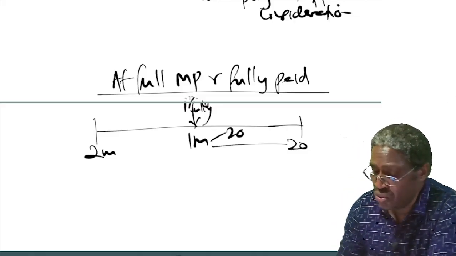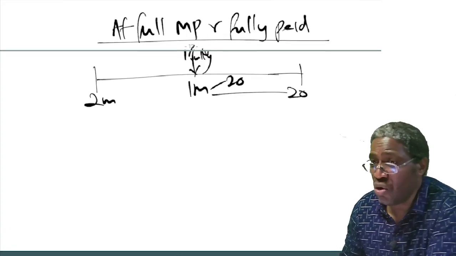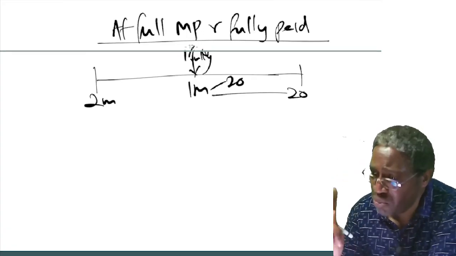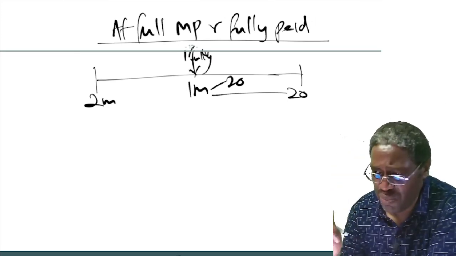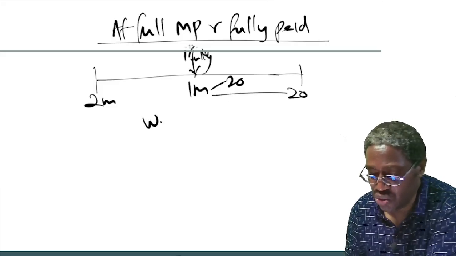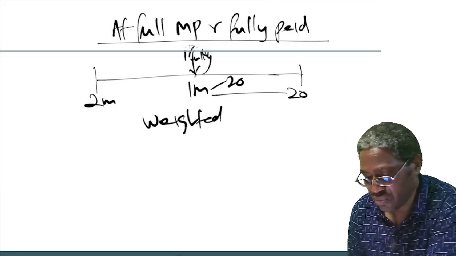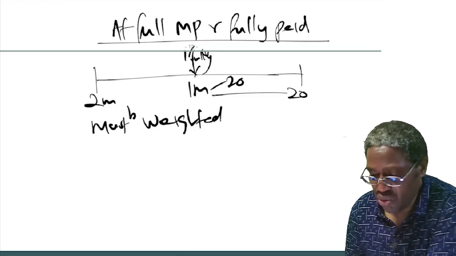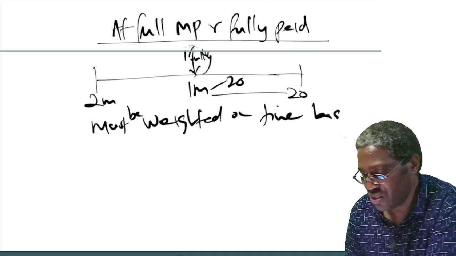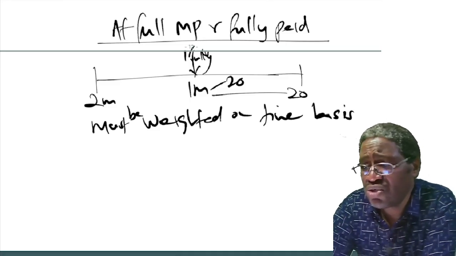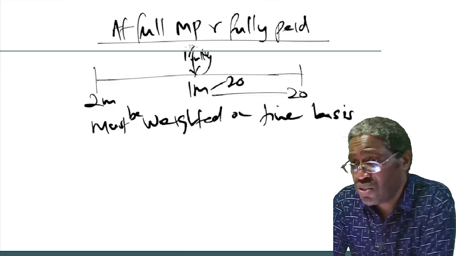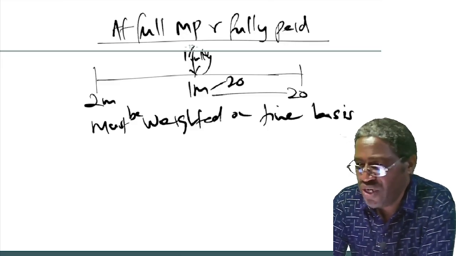The answer is no. Listen, there is only one simple rule for this. When shares are issued at full market price and they are fully paid, the accounting standard says those shares that are issued must be weighted on time basis. That is the only simple rule that you have to remember when shares are issued at full market price. We are saying they should be weighted.